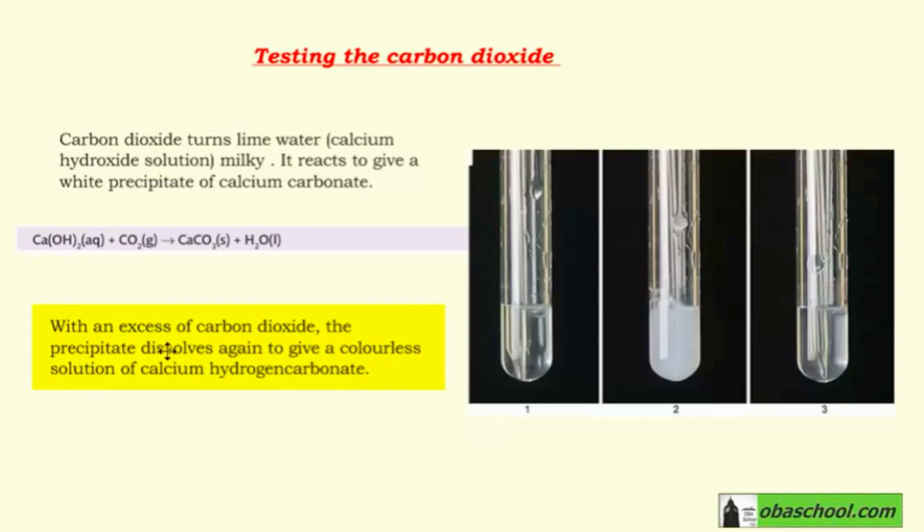They're saying if we put excess carbon dioxide in the second tube, the white precipitate obtained will turn back into a colorless solution called calcium hydrogen carbonate. As you can see in the third tube, when we added excess carbon dioxide, the solution turned back into colorless.